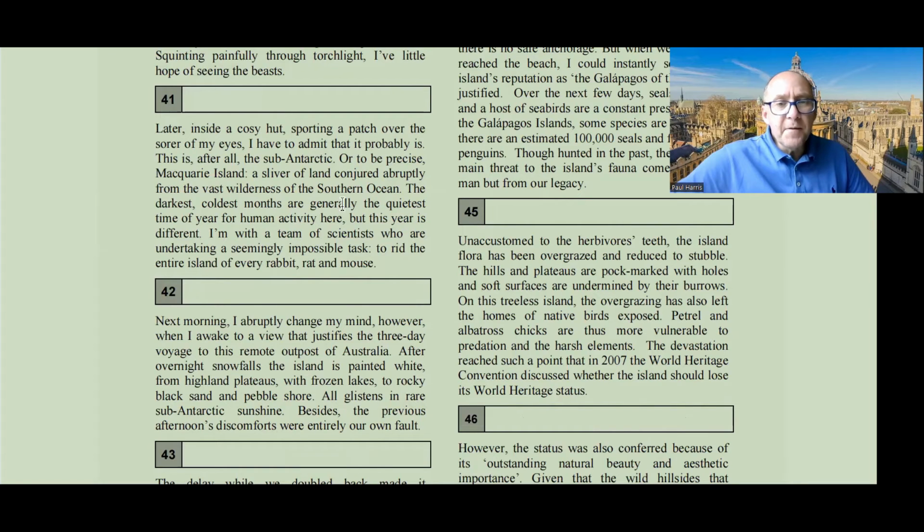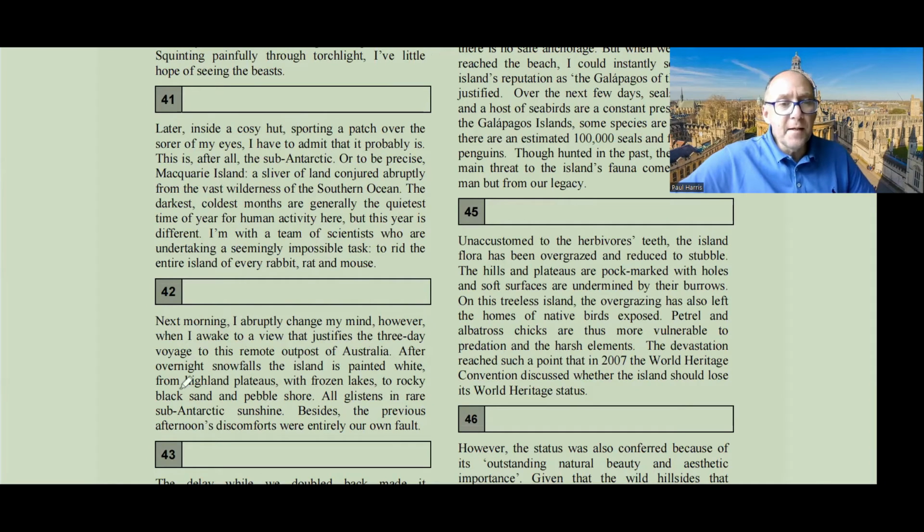The darkest, coldest months are generally the quietest time of year for human activity here, but this year is different. I'm with a team of scientists who are undertaking a seemingly impossible task: to rid the entire island of every rabbit, rat, and mouse. Okay, let's just read a little bit more afterwards. Next morning, I abruptly changed my mind, however, when I awake to a view that justifies the 3-day voyage to this remote outpost of Australia. After overnight snowfalls, the island is painted white, from highland plateaus with frozen lakes to rocky black sand and pebbled shore.